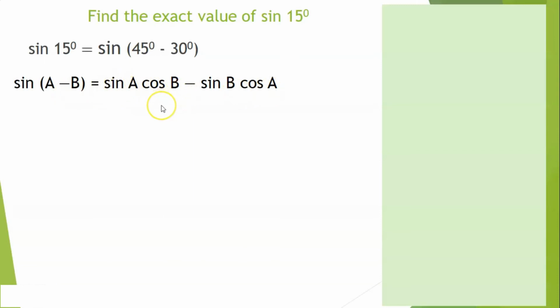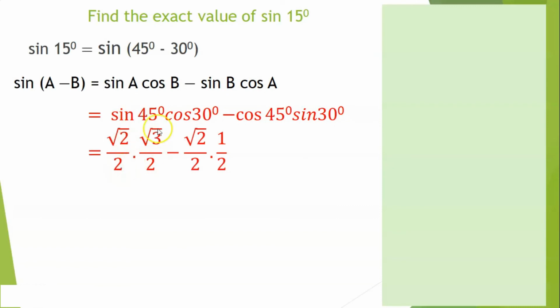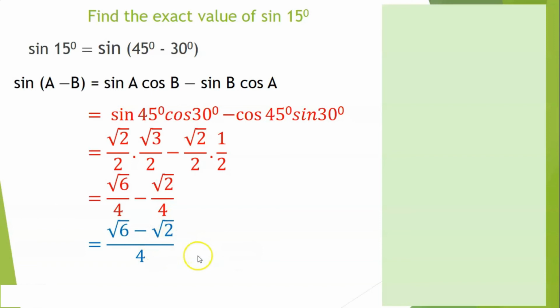So given this, let's substitute. So sine 45, cosine 30, this is cosine 45 and sine 30, although you can interchange, that's the commutative property. So with this, square root of 2, square root of 3 over 2, square root of 2 over 2, and 1/2. So simplifying and combining like terms, sine 15 degrees is square root of 6 minus square root of 2 over 4.